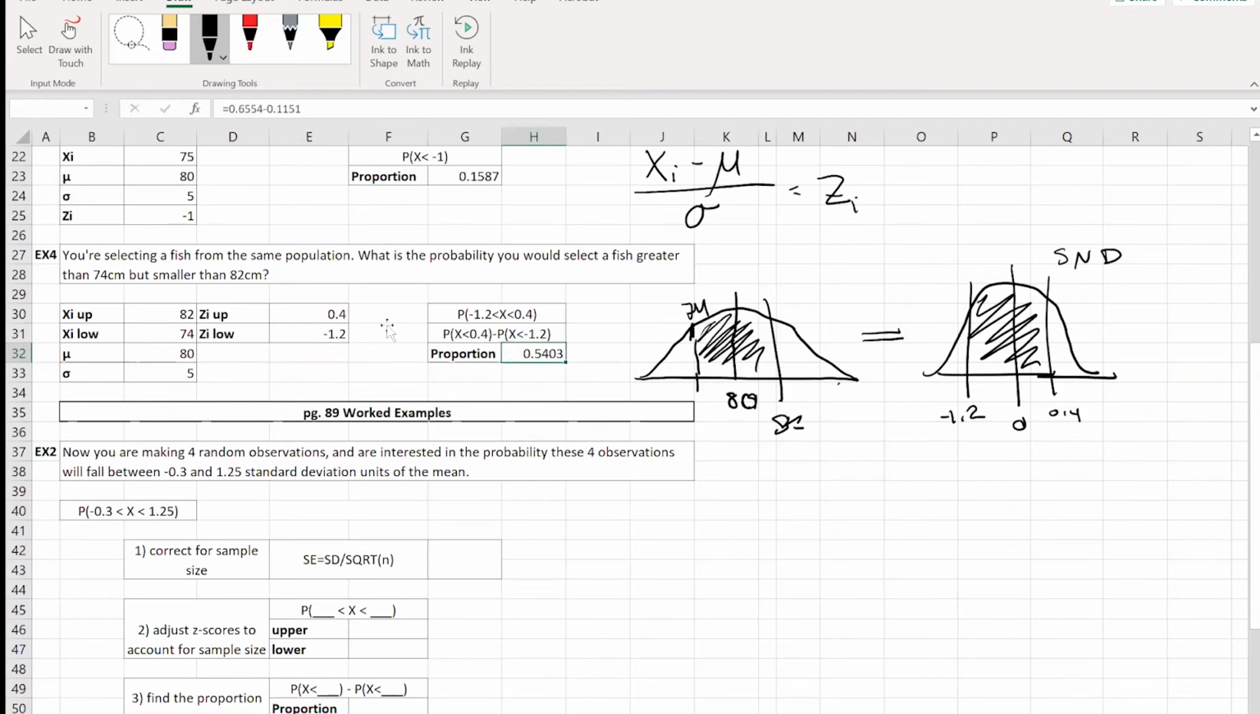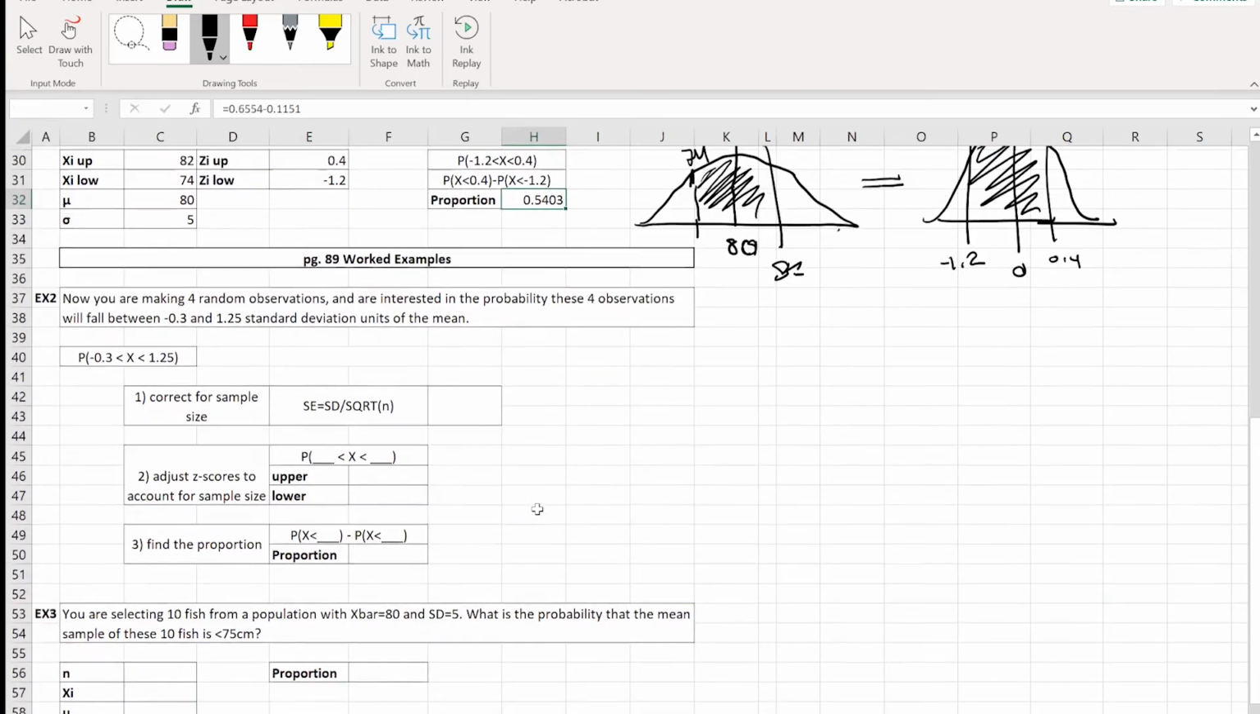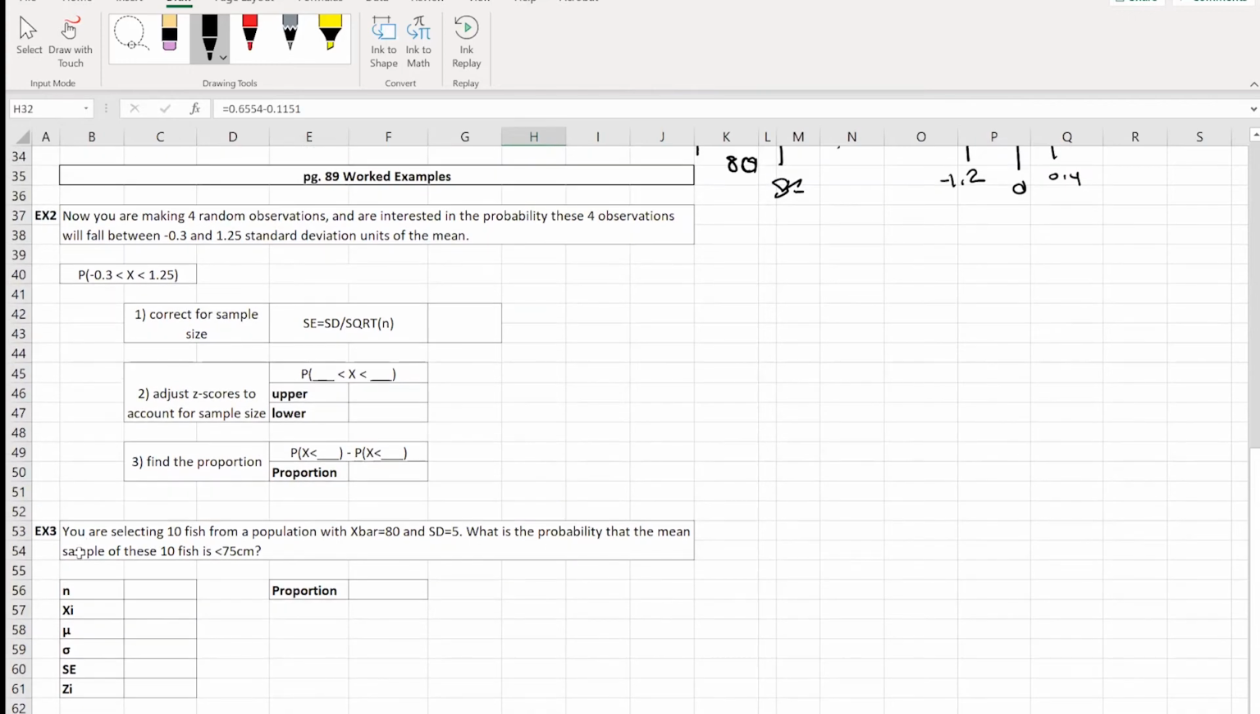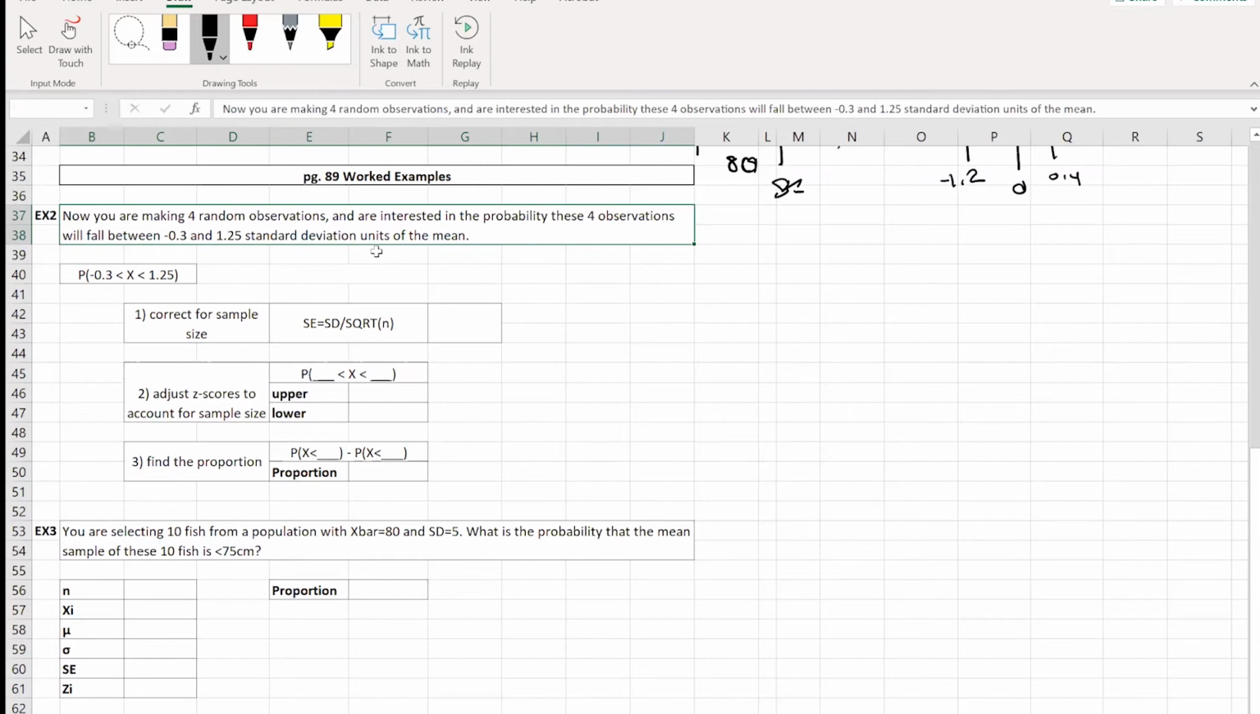So yeah, we can calculate our z-score like that. And then we have our examples 2 and 3 again, but now we're looking at samples from a population. So we have to standardize for the sample size using the standard error. So standard error is equal to our standard deviation divided by the square root of our sample size.